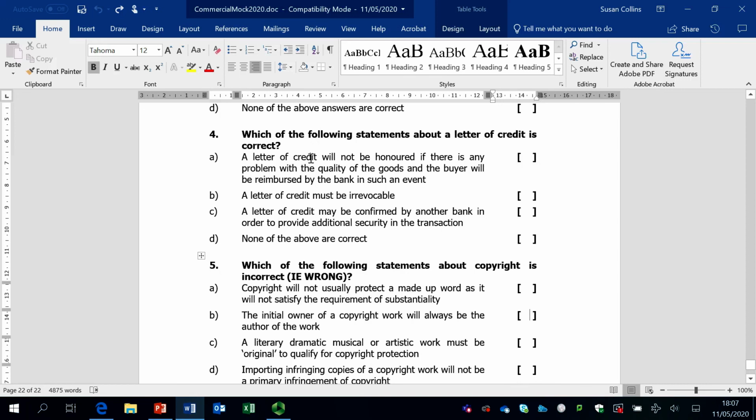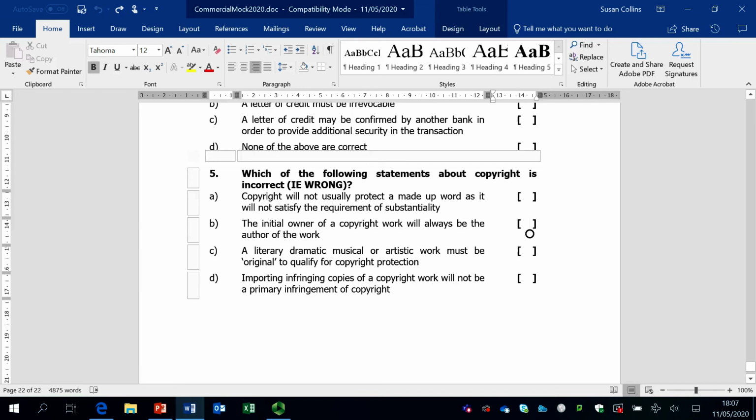It talks here about the fact it won't be honoured if there's a problem with the quality. That's not true. Remember, we talked in SGS 3 about the fact that the documentation between the banks is a completely separate contract, so the problem with quality is irrelevant. It doesn't have to be irrevocable. It may be. You can have revocable documentary credits as well. So B is not true, and so C is true. Therefore, D is incorrect. So C is the correct answer.